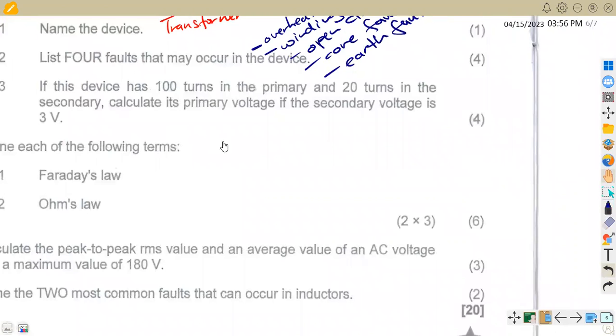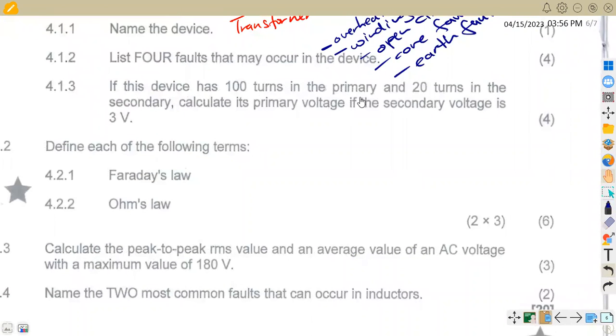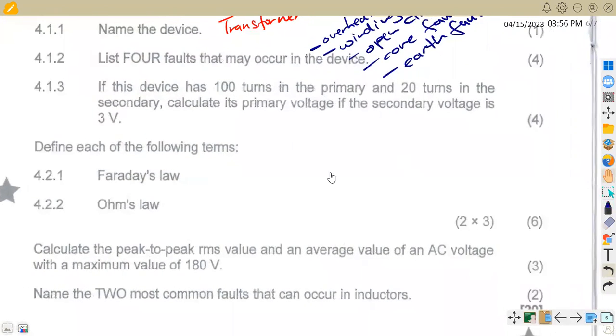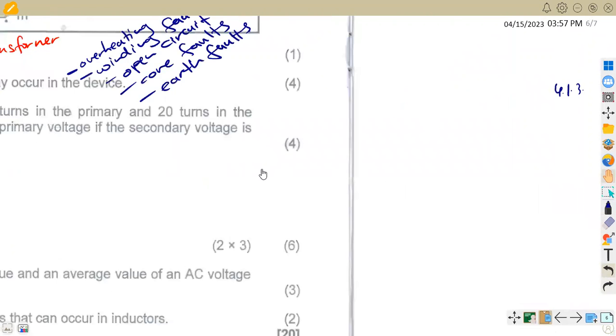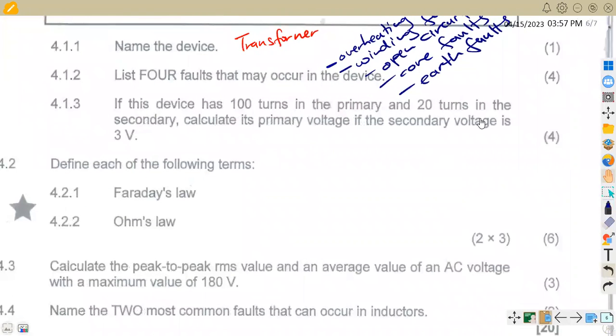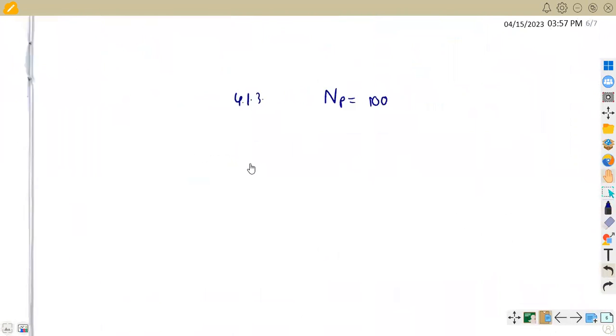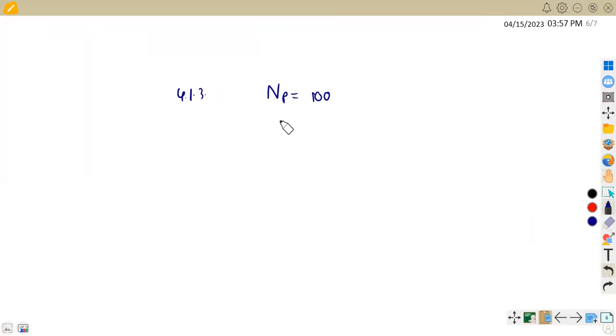All right, that's 4.13. We are given 100 turns in the primary. Okay, so let's just list our information. We've got the turns in the primary, which is 100 turns in this case. Also the turns in the secondary: 20 turns. The number of turns in the secondary is 20.